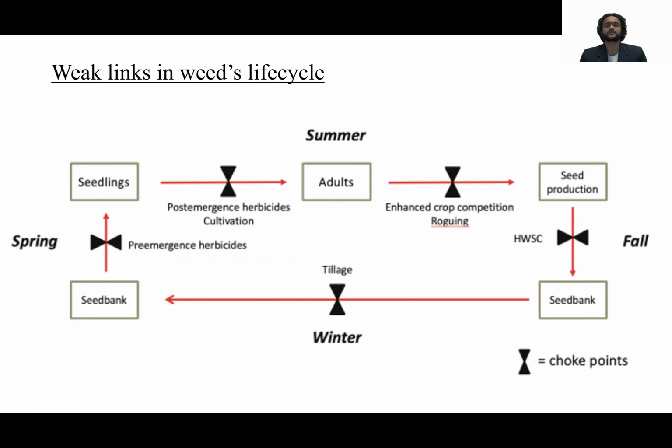So the best approach to manage weed species is to identify weak links in the weeds' life cycle so that we can exploit them and manage them efficiently. In this figure, all the choke points are weak links of the weeds' life cycle. As you can see, there is a weak link between seed production and seed bank at which we can perform harvest weed seed control by capturing and destroying weed seeds before they are shattered.